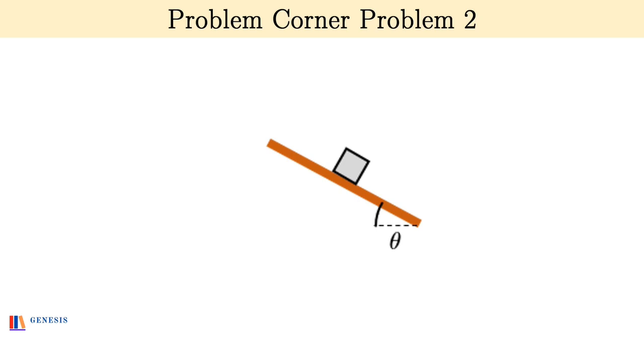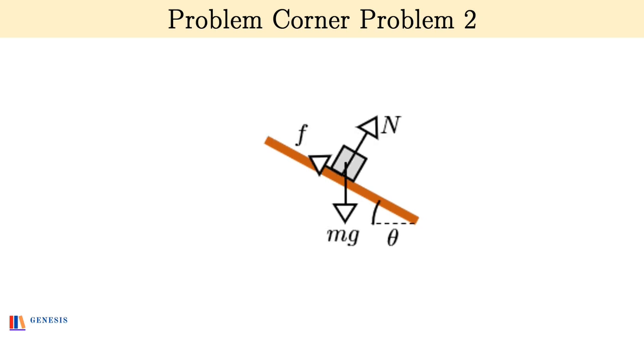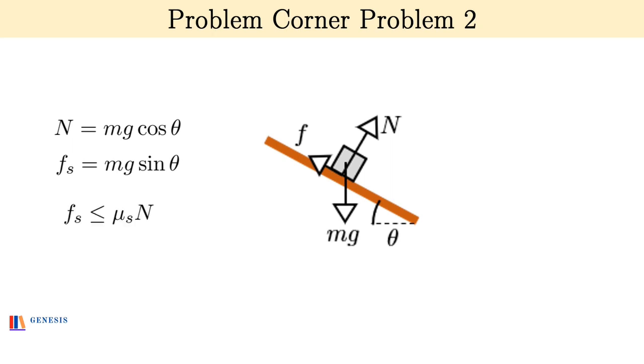So, if we draw the FBD of the block at an angle less than the angle of repose, we have the weight mg, normal N, and the static friction Fs acting on the block. The friction is static as the block hasn't yet slipped. For equilibrium, we must have N equal to mg cos theta, Fs equal to mg sin theta, and for no slipping, Fs should be less than or equal to μs times N, where μs is the coefficient of static friction between the block and the incline.